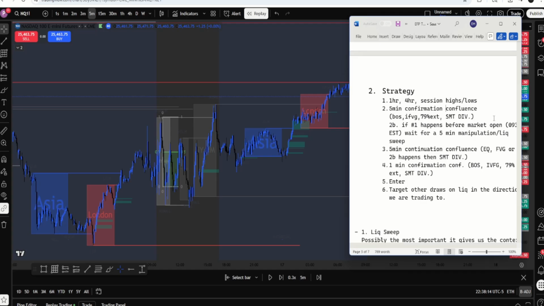I don't use it day to day. Every trader is different. For example, TGR, he loves using SMT divergence. He uses that stuff. That's his bread and butter. I don't use that.